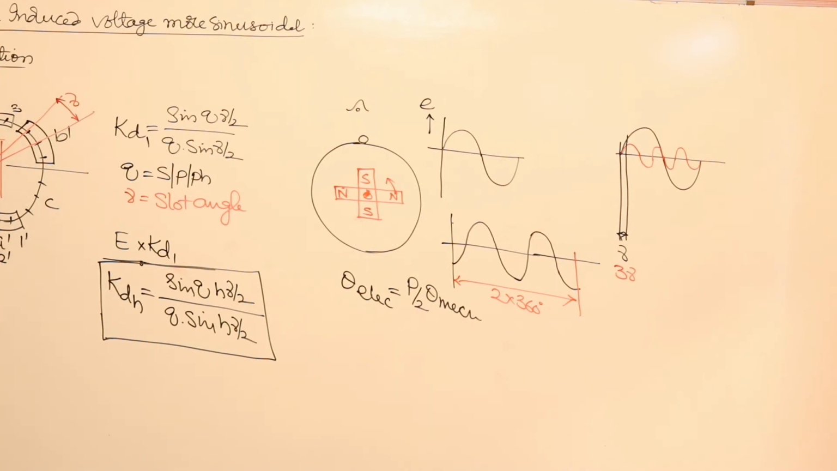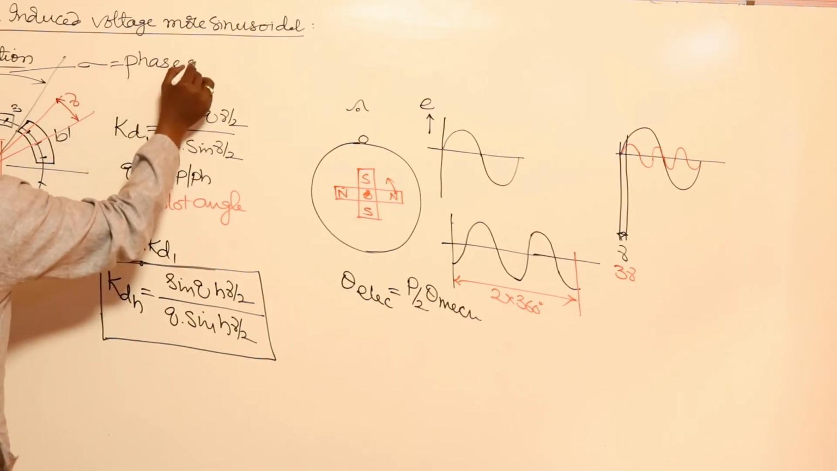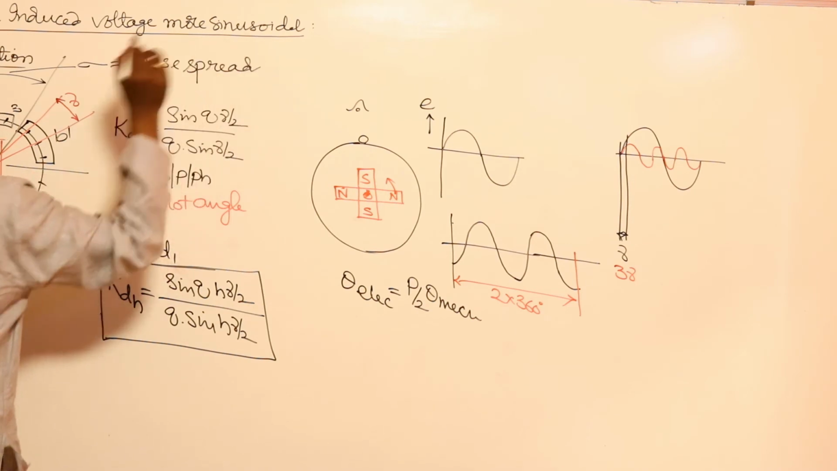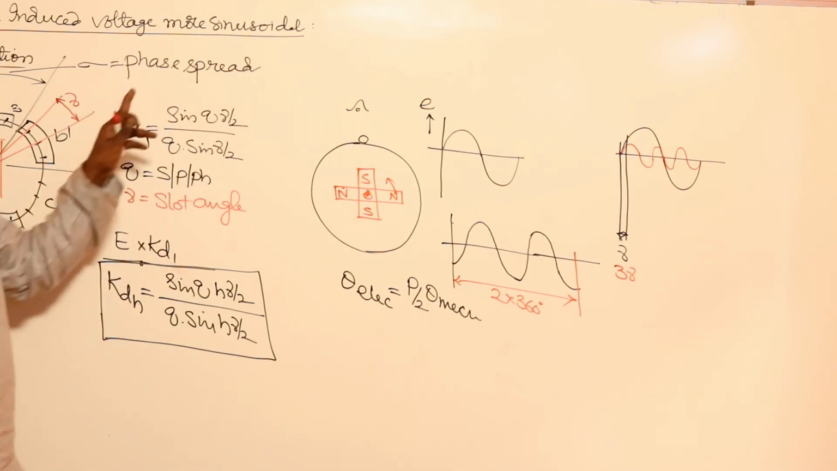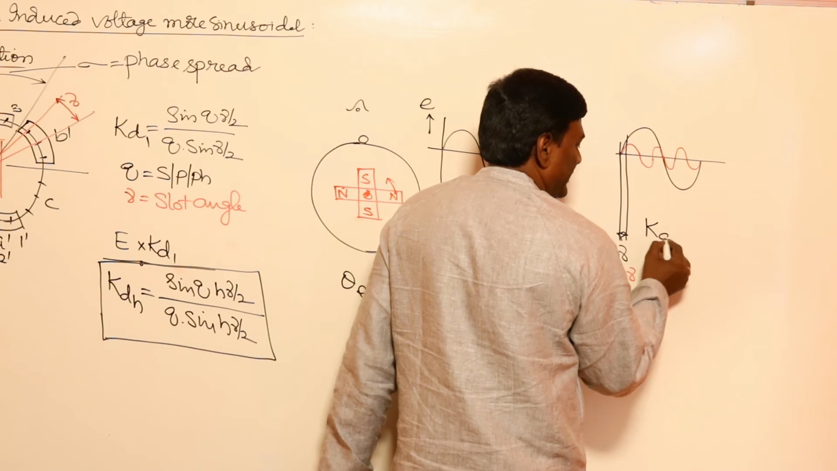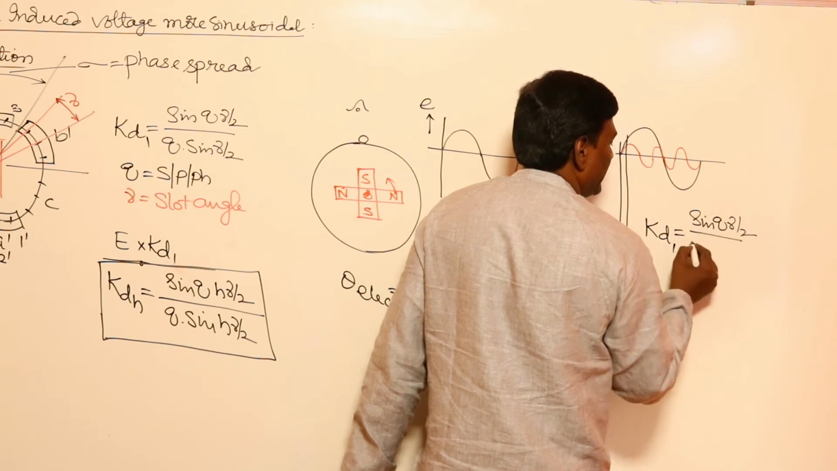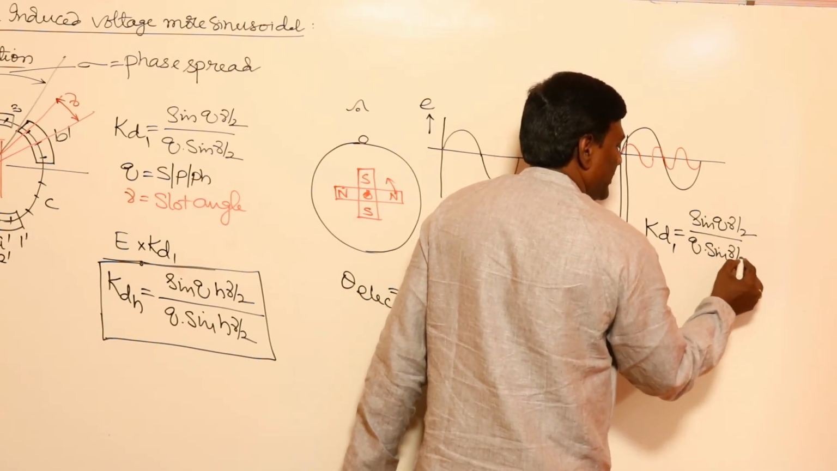Let me repeat it again. Total number of slots per pole I got 9 slots. Per phase I got 3 slots. 3 slots multiplied by slot angle will give you the phase spread. This is sigma, the phase spread. Now Q gamma is the phase spread, so how do we write the equation again? Let us think of KD1, which is going to be sin(Q gamma by 2) by Q sin(gamma by 2).